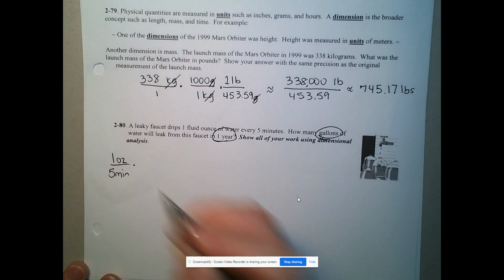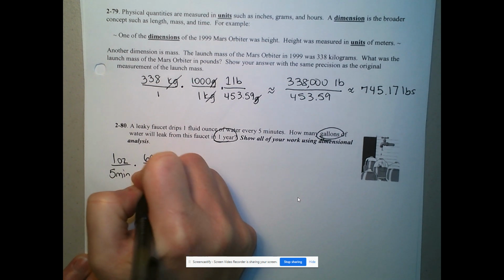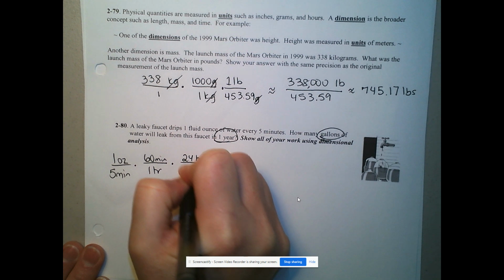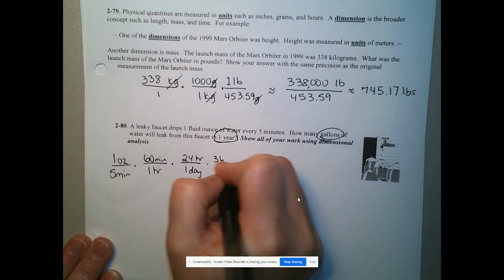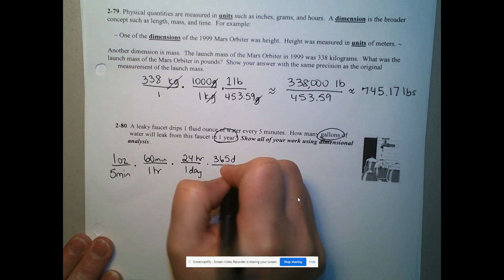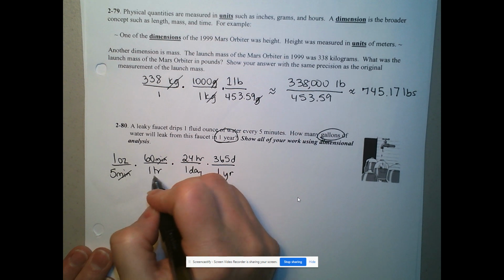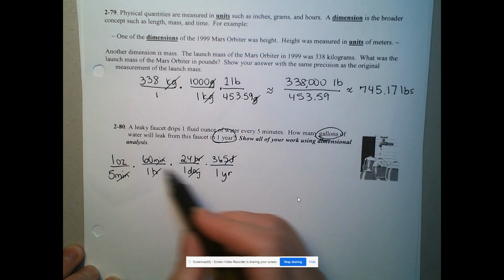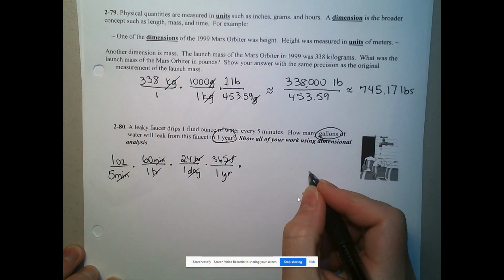Most people say minutes. So first I know that there are 60 minutes in 1 hour. I also know that there are 24 hours in 1 day. I'm trying to work my way up to a year, and I'm going to use 365 days in a year. And so I've got minutes and minutes that cancel. I've got hours and hours that cancel. I've got days and days that cancel. And now I've got ounces per year. I'm going to continue, and I can continue all in one long multiplication.